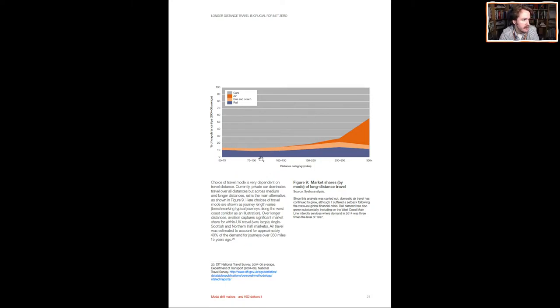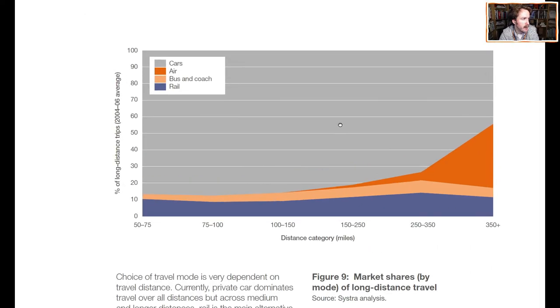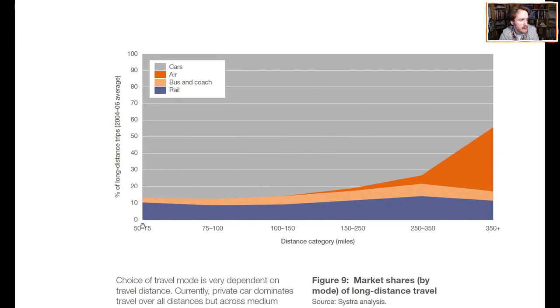So here is the percentage of trips and by what means. If you have a 50 to 75 mile trip, it's mostly a car, and then as you go up to 350 miles plus, air is taking up a sizable chunk of that. Rail is in blue. Bus and coach is pretty level right the way through. But you can see air starts getting hungry at 350 plus miles. At 250 to 350, rail is still doing pretty well, but mostly it's still cars. Still cars, bad. This is bad.